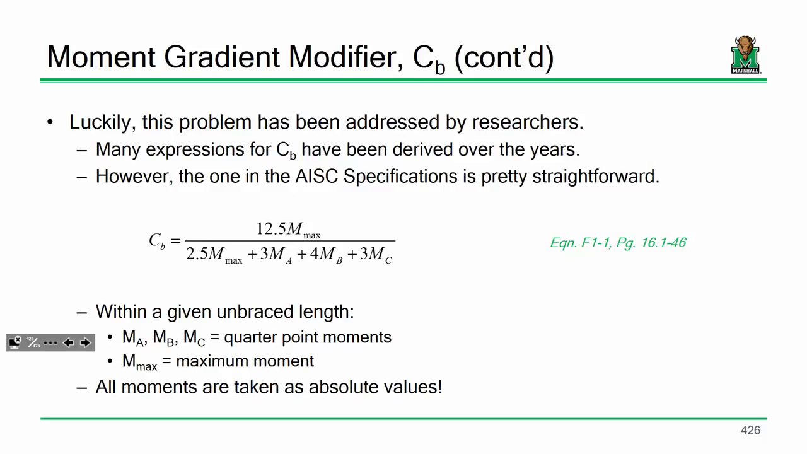Now the C sub b for building members is 12.5 times M max divided by 2.5 M max plus 3 MA plus 4 MB plus 3 MC. And we'll explain how you go about getting those here in a little bit. But a couple things to point out. Number one, the nice thing about this expression is all of the moments are taken as absolute values. So whether or not your moment diagram is positive or negative, you're taking the absolute value of the moment. So if you have a segment that goes from positive to negative moment, you would still take absolute values. Okay? Sound good?